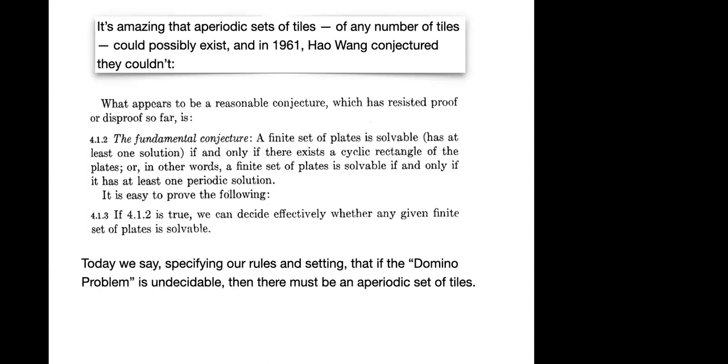But basically, we would say that Wang showed, and I'll explain the proof in a second, that if the domino problem is undecidable, then there would have to be an aperiodic set of tiles. And then he conjectured furthermore that the domino problem was decidable and that there would not be an aperiodic set of tiles.